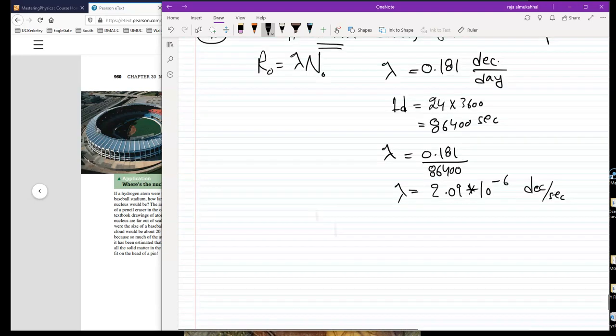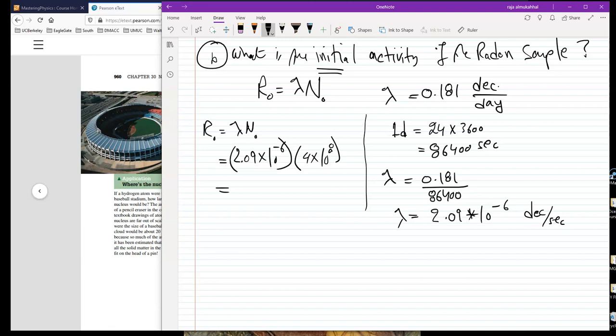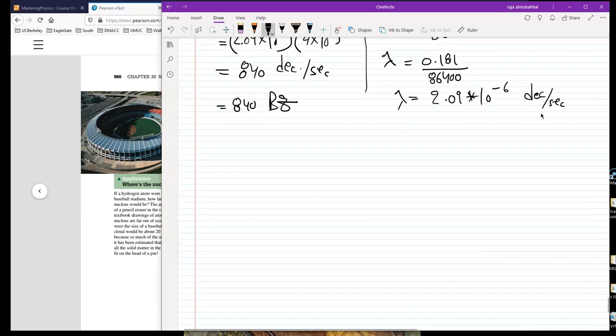Now I'm ready to calculate the initial activity, R naught equals lambda N naught. So it becomes 2.09 times 10 to the negative 6 times N naught. What is it equal to? 4 times 10 to the 8, correct? And then we just calculate that, and you will end up with 840 decays per second, or 840 becquerels. Got it?